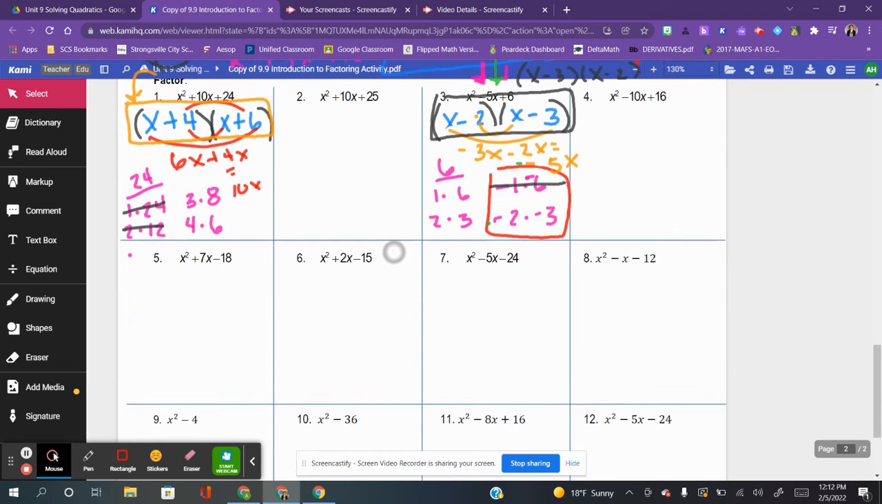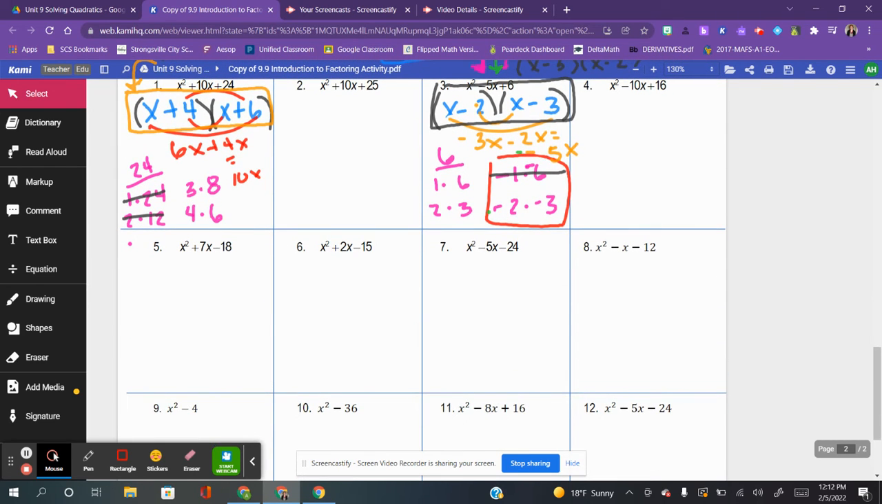Let's try something like, I'll do 6. Okay. So problem 6, I'm going to start off by saying x and x. And I need factors of, okay, now pay attention here. I've got factors of -15.